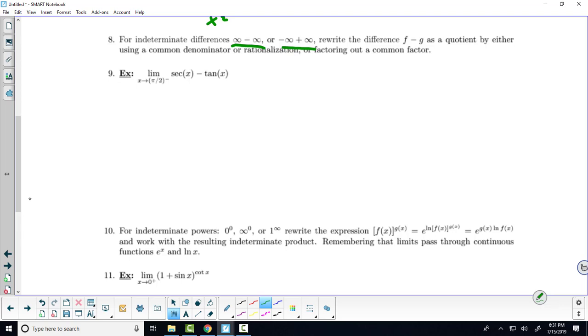So, what do we want to do? Well, the trick here is to try to rewrite it as a quotient by either getting a common denominator or rationalizing or factoring out a common factor.